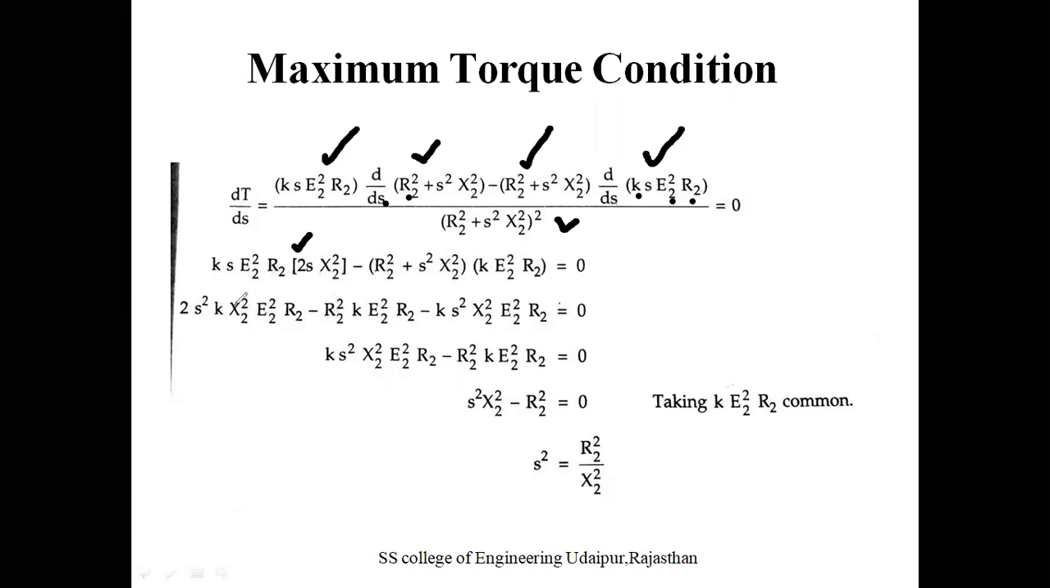Multiplying out, the factors cancel and the remaining part is K E2 square R2 times R2 square minus S square X2 square. Since K and E2 square are constant, the equation becomes R2 square minus S square X2 square equal to 0. So S square is equal to R2 square by X2 square. This is called the maximum slip.